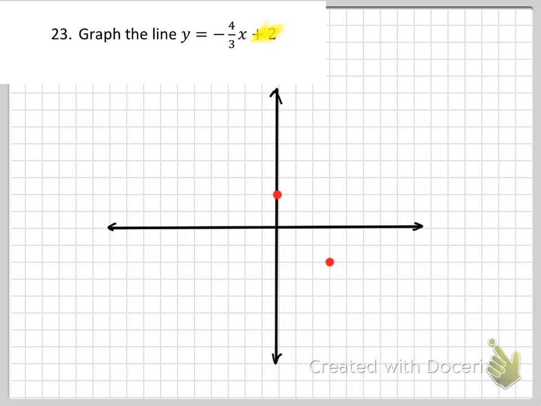I can continue this pattern going down 4 and over 3 until I run out of room. Remember, it is also valid to go up 1, 2, 3, 4 units, positive 4, and then left 1, 2, 3 units in order to make some more points. So I can do that as well. Once you feel that you've completely covered your graph in points, then it's time to connect those points with a line.